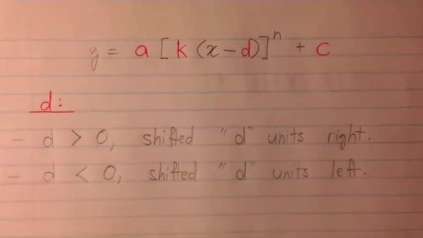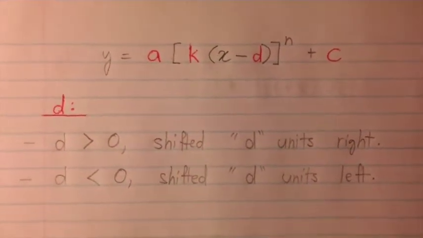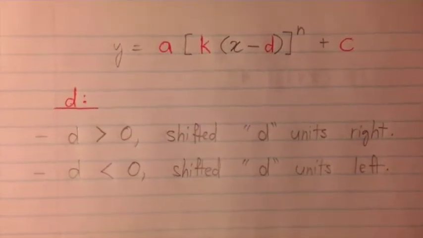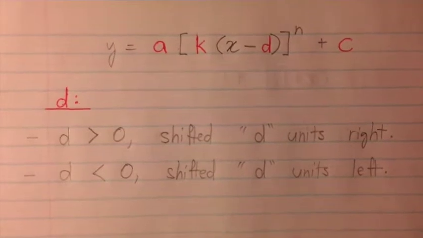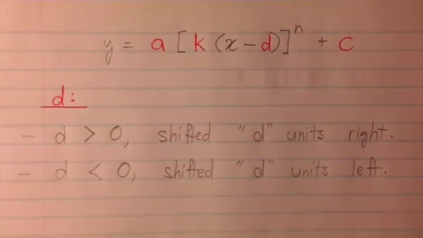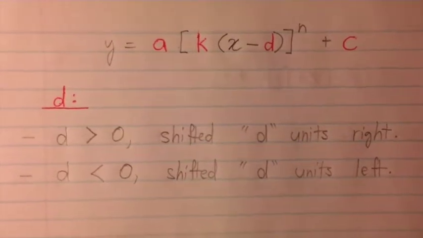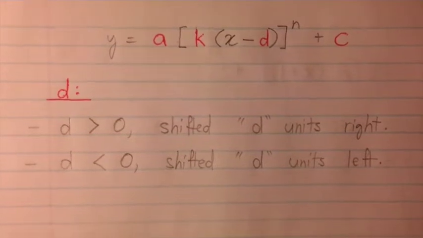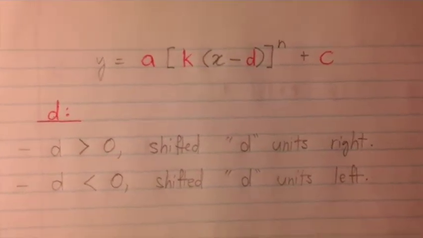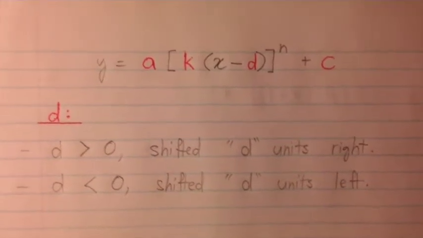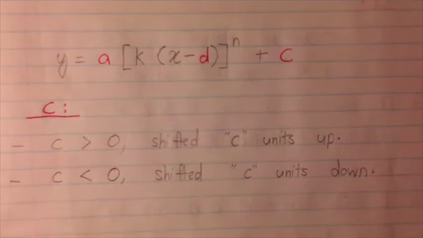Let's take a look at the parameter D. When D is greater than 0, it has been translated D units to the right. And if D is less than 0, it has been shifted or translated D units to the left. Because of the minus sign in front of the D, people often get confused, which is why I am going to clarify.